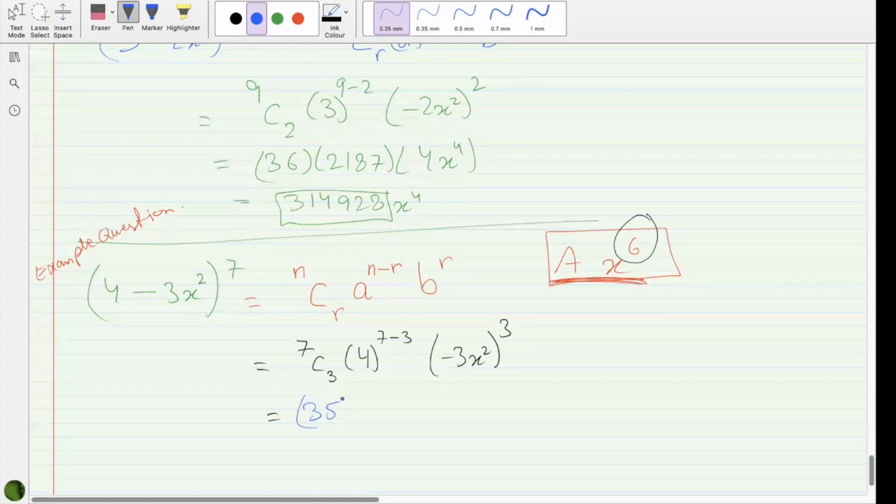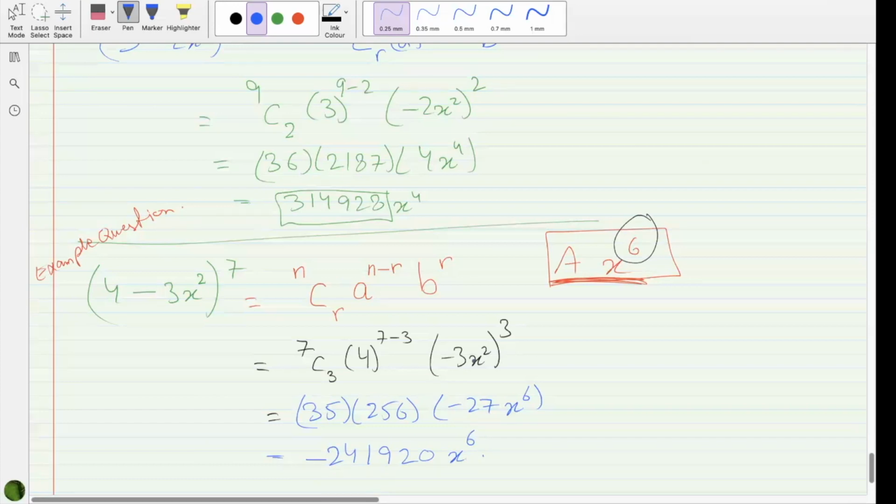7C3 is 35 and 4 raised to the power 4 is 256. Minus 3 cubed is minus 27, x power 6. 35 times 256 times minus 27 is minus 241920 x to the power 6.